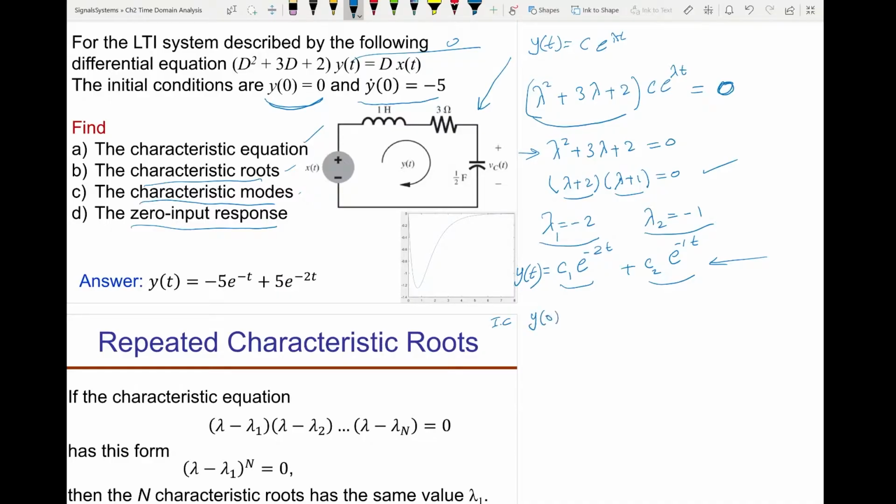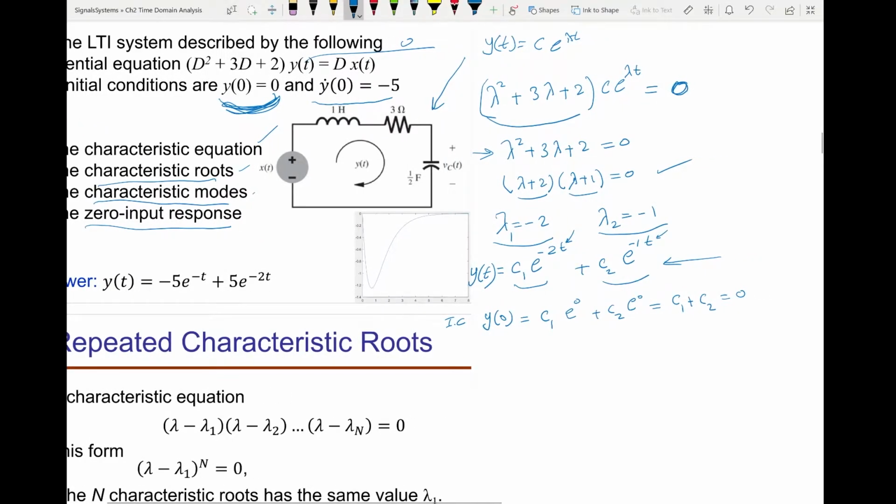Y at t equals 0 equals C1, plug for t here 0. E to the power of minus 2 times 0 is just 0. Plus C2, plug for t here 0, so that e to the power of 0 is just 1. So this is just C1 plus C2, and this equals 0. So that's equation 1. Let's call this equation 1.